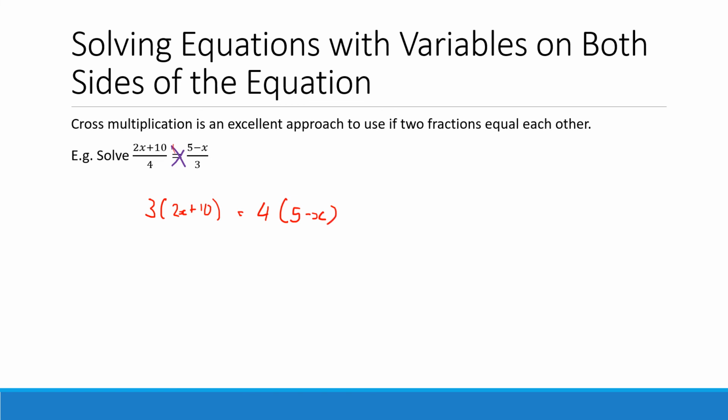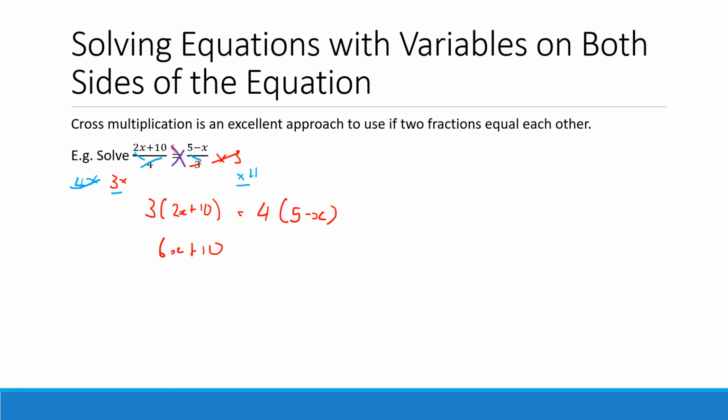Now what we're doing here is basically multiplying each side of our equation by both denominators. So multiplying both sides by 3 cancels out those ones. And then when I multiply both sides by 4, that 4 and that 4 cancel each other out too, and you're just left with 3 times (2x plus 10) and (5 minus x) times 4. So we are just doing some rearranging there. We're just using a cross to simplify that process a bit. And then we can expand.